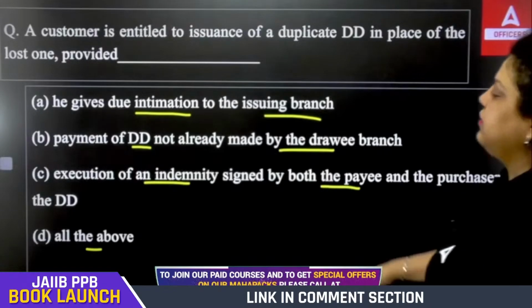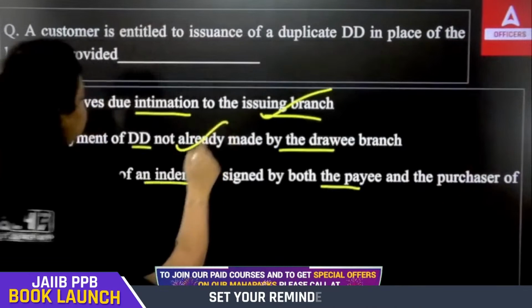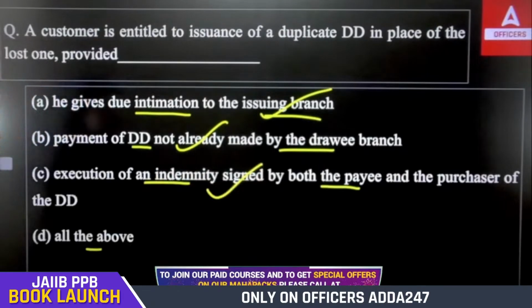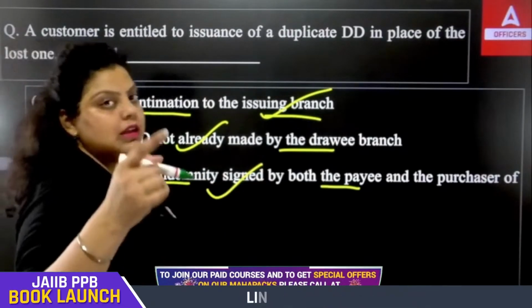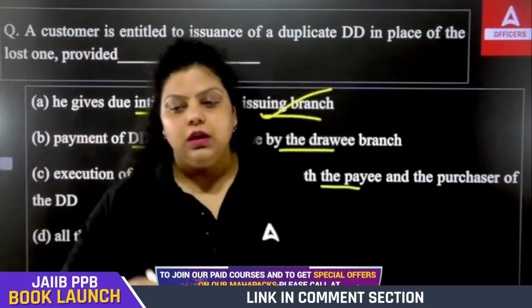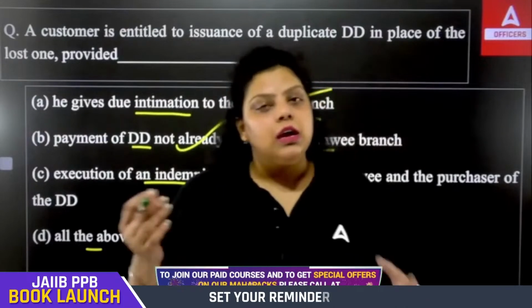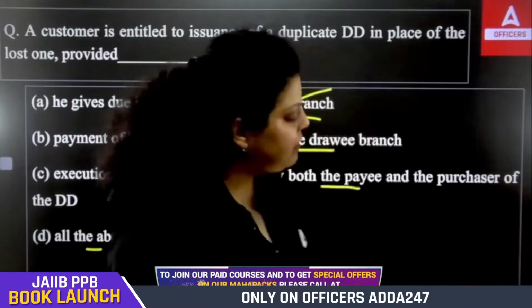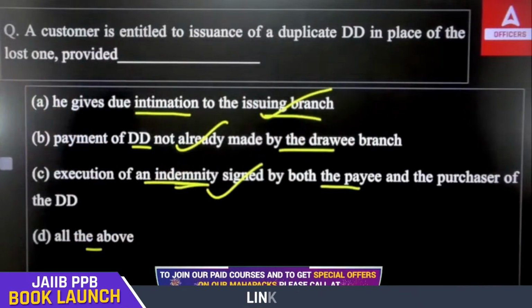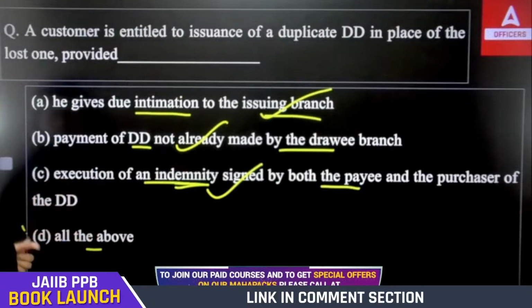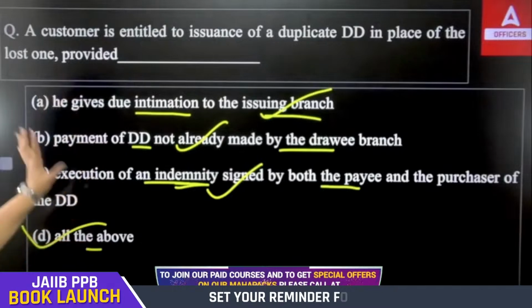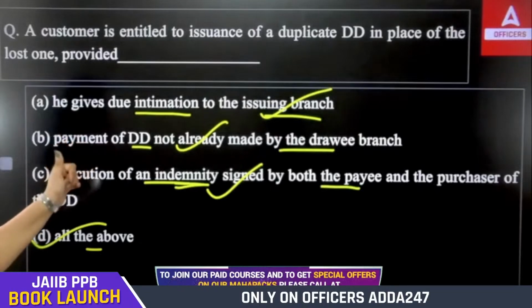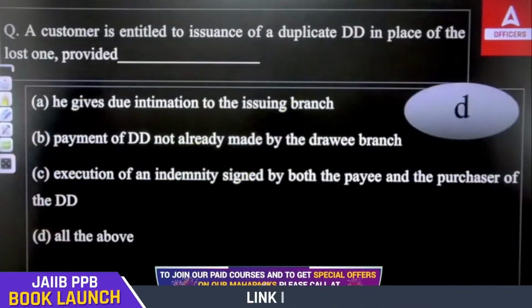First he has to give intimation to the issuing branch, then it has to be checked that payment of the DD has not already been made by the drawee branch, and then execution of an indemnity signed by both the payee and the purchaser of the DD. In case that particular stolen or lost DD is found by someone and he takes the money from the bank, who will bear the loss? Will the bank bear the loss? No, the customer has to bear the loss. That's why an indemnity bond will be signed by the payee as well as the purchaser of the DD. So the right answer is all of the above. All these conditions have to be followed precisely when the customer goes to the bank for the issuance of a duplicate demand draft. So the right answer will be all of the above.